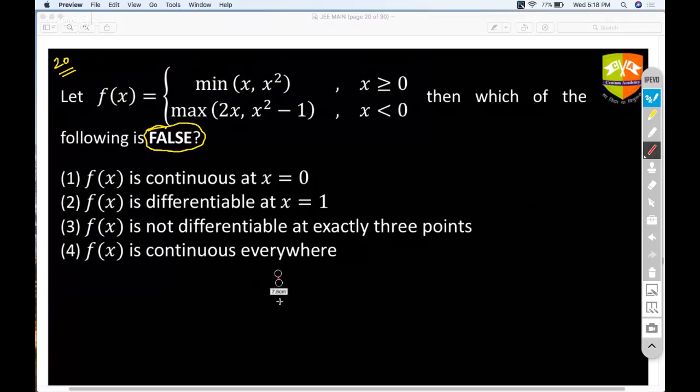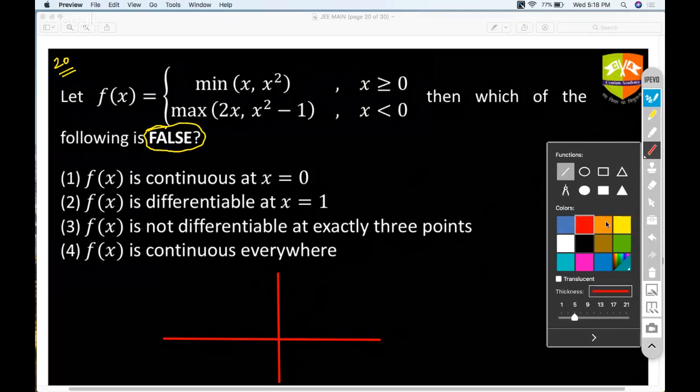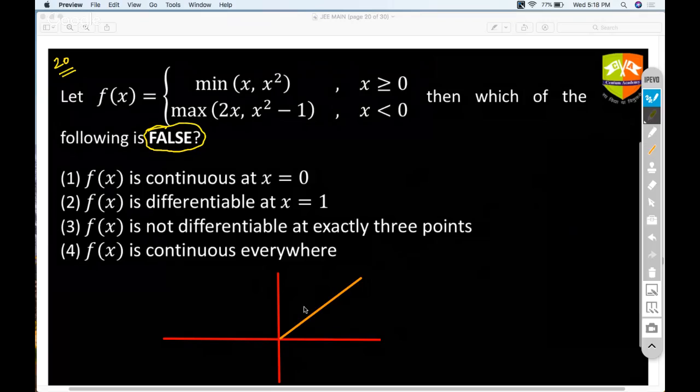So these kind of problems are best solved by plotting graphs. So for x greater than equal to 0, you have two functions. One is x, another is x square. So I will draw them in different colors. Let's say x is this line. And x square is like this. And when x is less than 1, we have to take the minimum of the two. Minimum of the two means the part of the graph which is the minimum most. So we'll have this part and then this part.